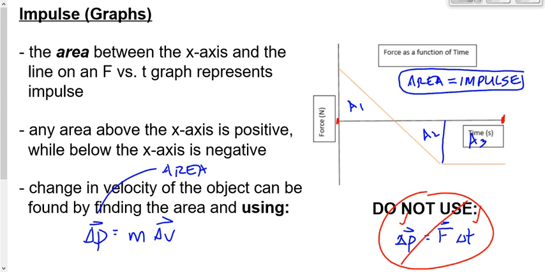I don't know what it is. Don't even go there. Don't even try using that. These questions are always solvable by either area equals impulse, or area equals impulse and delta P is equal to m times delta V. Don't ever try to use F times delta T. 9 times out of 10, it will lead you astray.